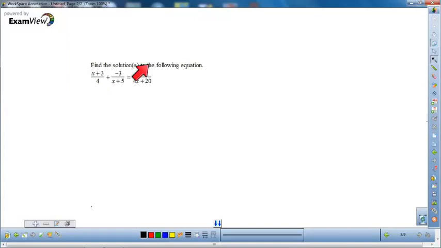I'm going to solve this equation. So notice that I have a fraction plus a fraction equals a fraction, so I can't cross multiply. So I'm going to do fraction buster by getting rid of the denominators.